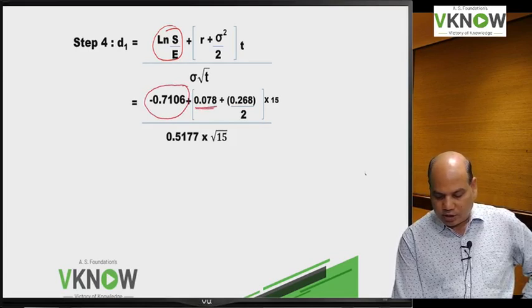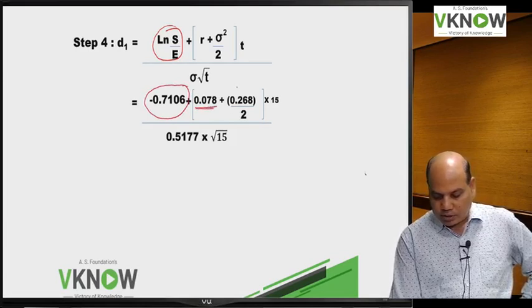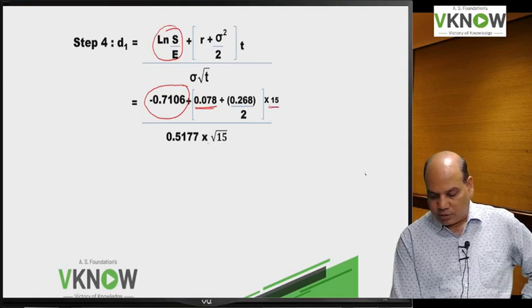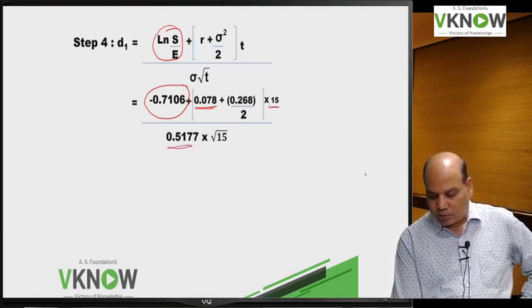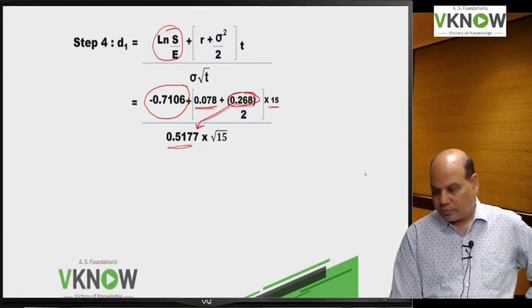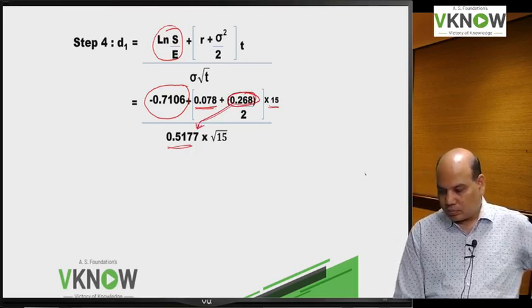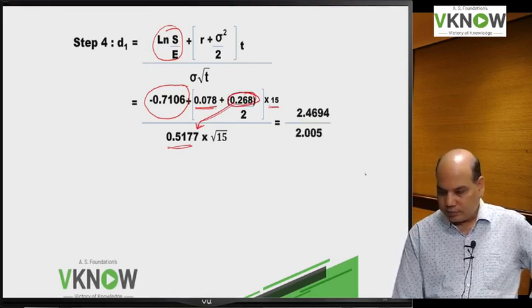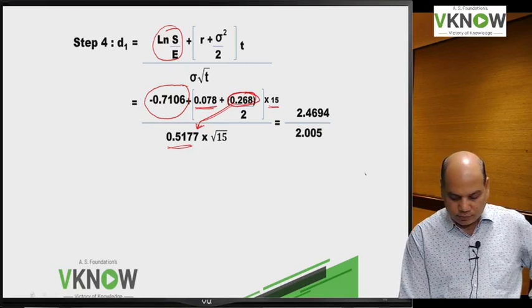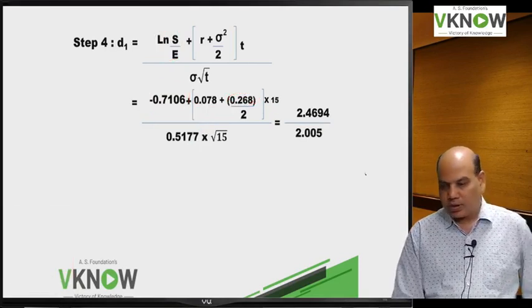Interest rate is 7.8% plus sigma square, which is 0.268, divided by 2, into the number of years, 15. This is the square root of 0.268. Can you take the square root of 0.268 on your calculator? You will get this answer. Into under root 15. Please solve.